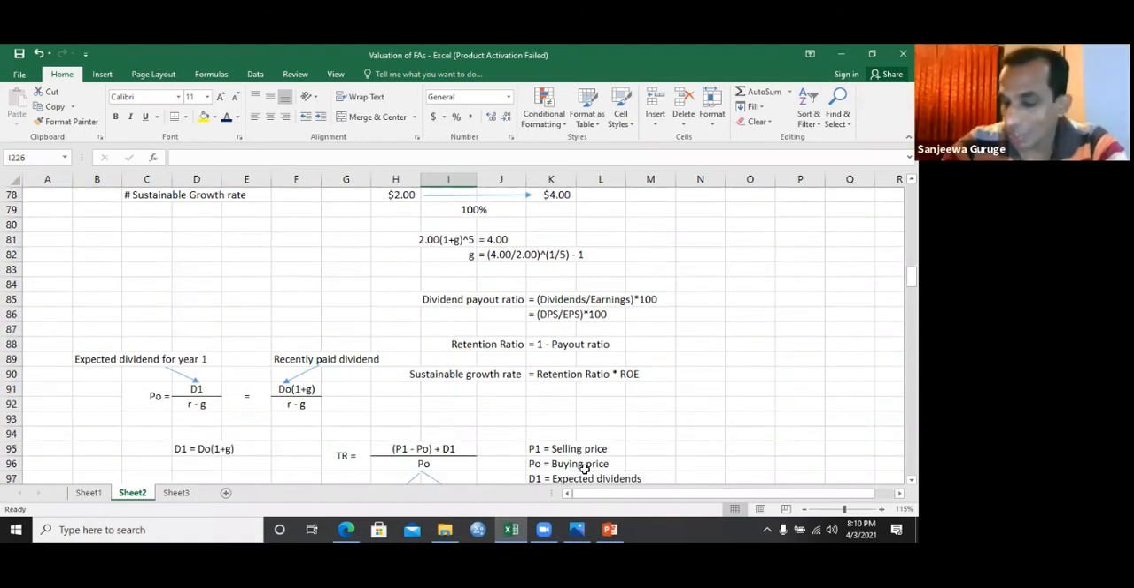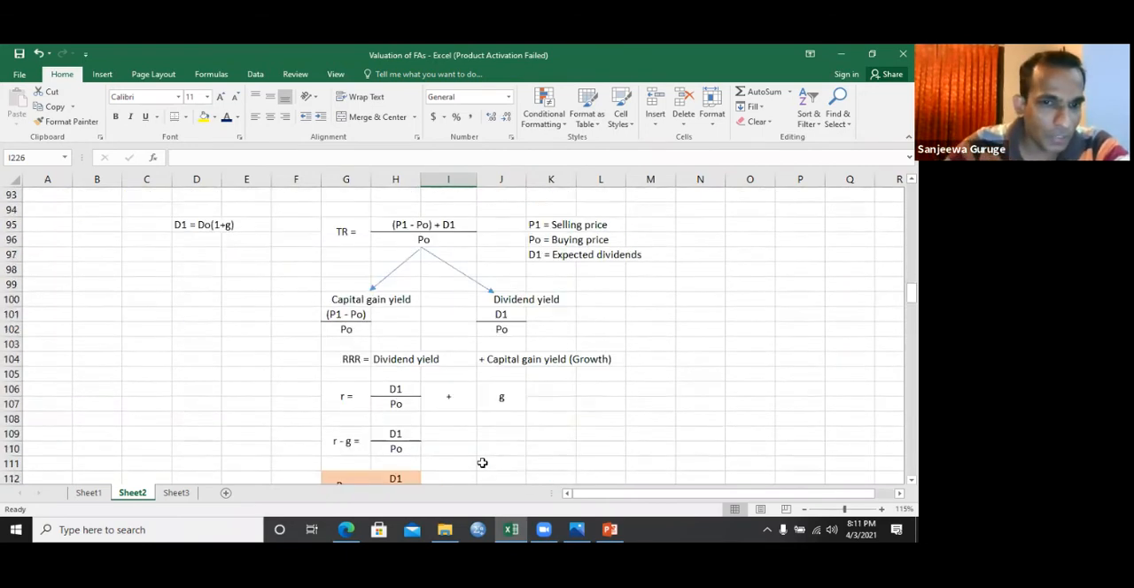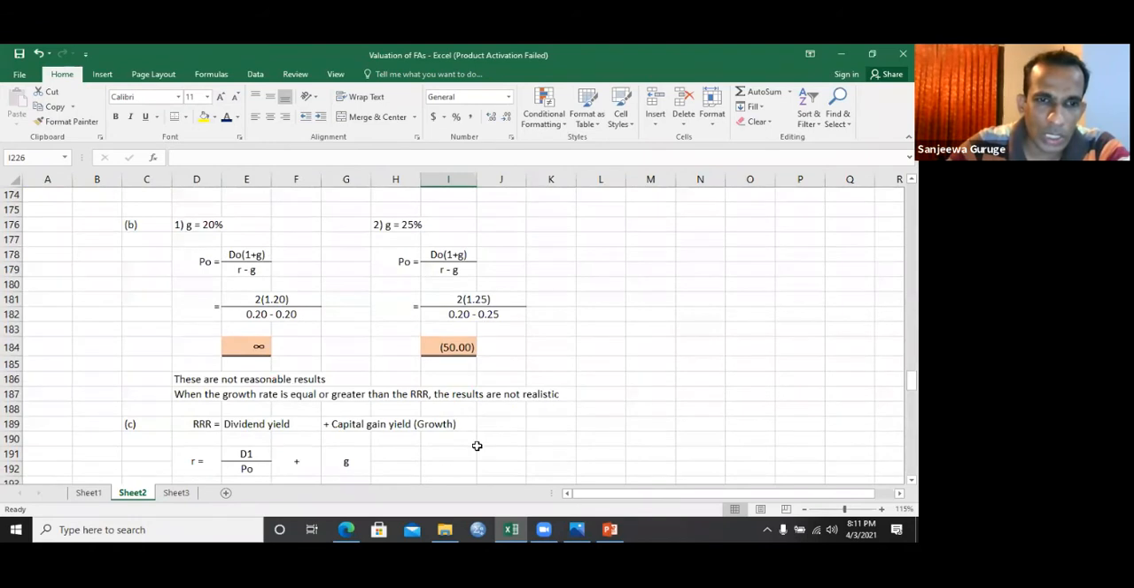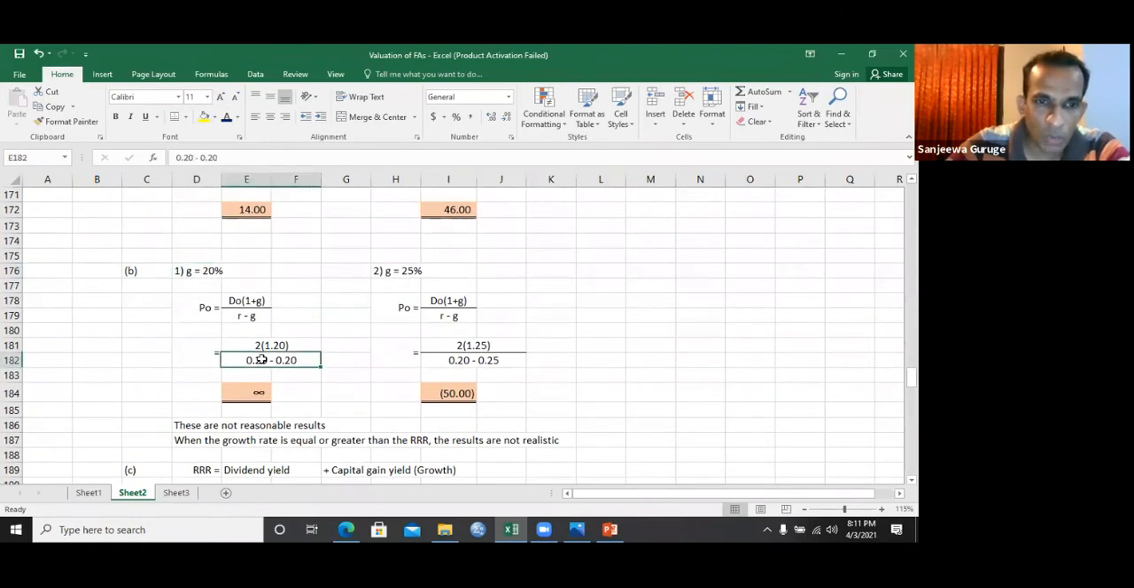No. So that means if the growth rate is more than or equal to the required rate of return, we don't get any realistic answer. This model cannot be applied, right? In fact, we did some calculation related to that. So here, if the growth rate is equal to the required rate of return, or if the growth rate is more than the required rate of return, we don't get realistic answers, right?